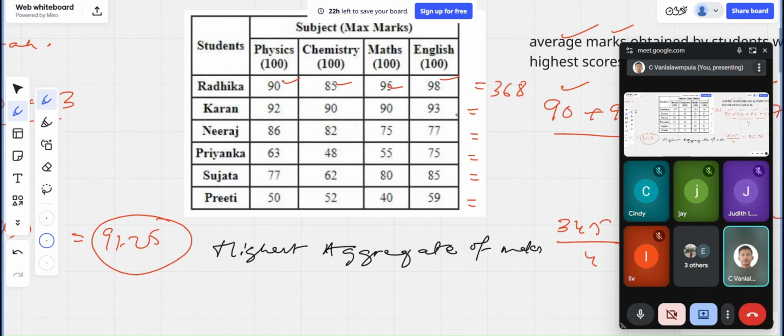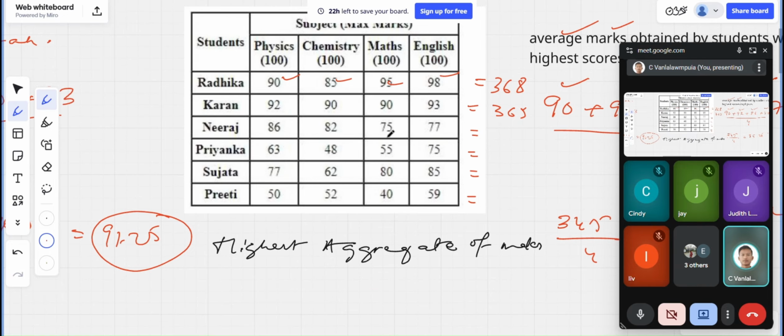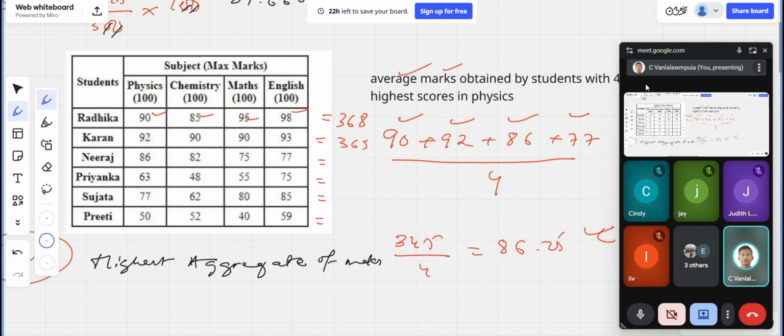Okay, so Karan, you'll find it like that again. 92 plus 90 plus 90 plus 93 is 365. So you'll add the whole sums, and you'll see which student has the highest total. Okay, and that is the highest. That's it, no big deal. So we'll just skip on, because it's eating too much of our time.